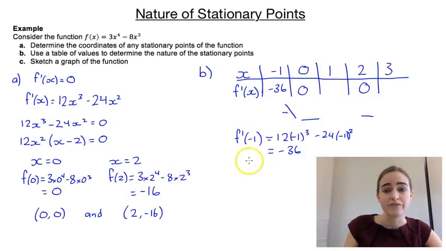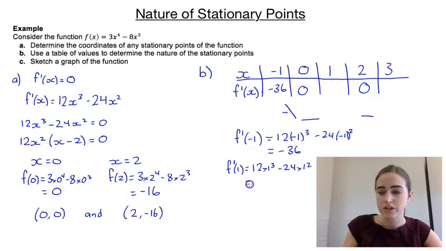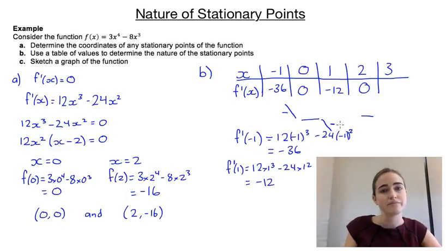Now we need to do the same thing for f dash of 1. So we'll substitute 1 into here for our x's. So we'll have 12 times 1 cubed minus 24 times 1 squared, which would give us -12. So again, that's negative, and I haven't really left myself enough room here, but that's negative there. So we're drawing it off our horizontal line, and we can see from that little diagram that that's going to be a point of inflection.